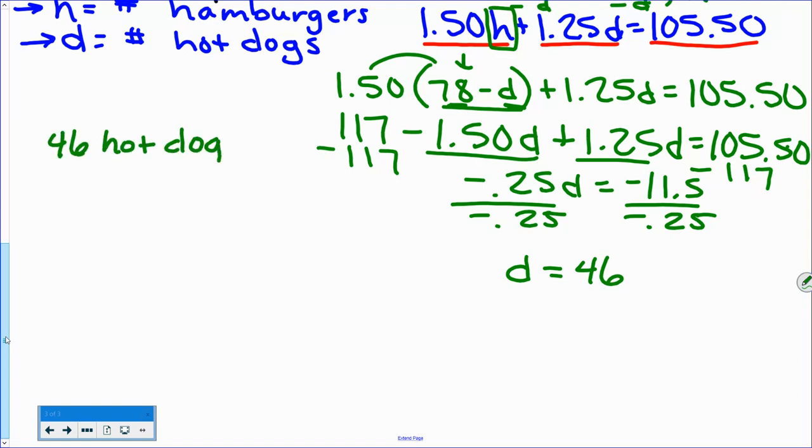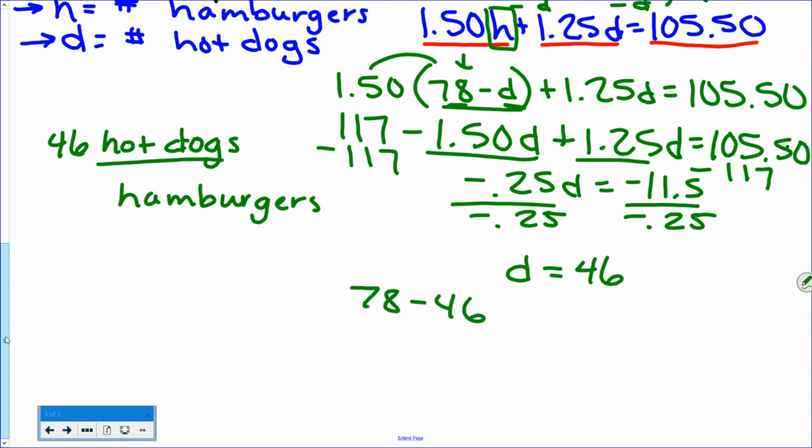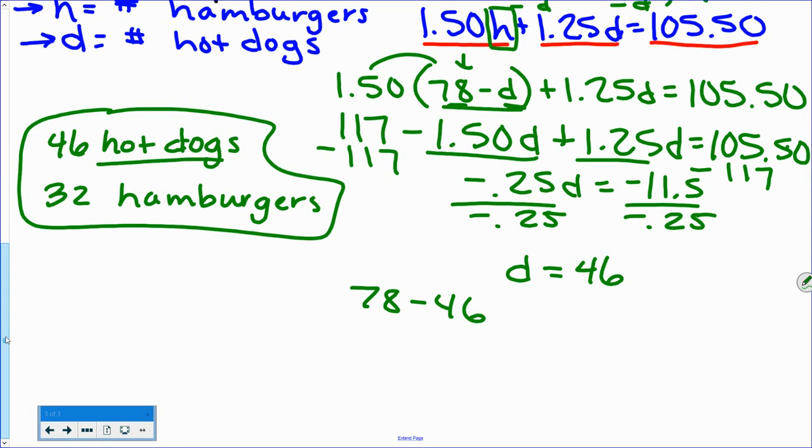So pay attention in your problem when they leave you the blanks for write down how many hot dogs. Maybe that wasn't the first thing you had. Maybe it asked for hamburgers first. All right, don't just throw in 46 because it's the first answer you got. Make sure you pay attention. All right, so I take 78 minus 46, and then I've got 32 hamburgers for my answer.